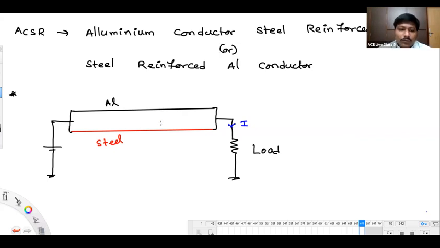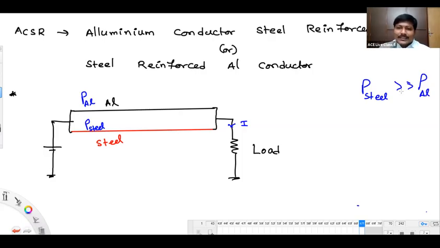Correct. Tell me now, aluminum will have some resistivity, rho aluminum. Steel has a resistivity of rho steel. See, steel is a good conductor of electricity, but the resistivity of steel is higher compared to aluminum. That's a point you have to understand now. So I'm writing now: steel resistivity is very high compared to aluminum resistivity.